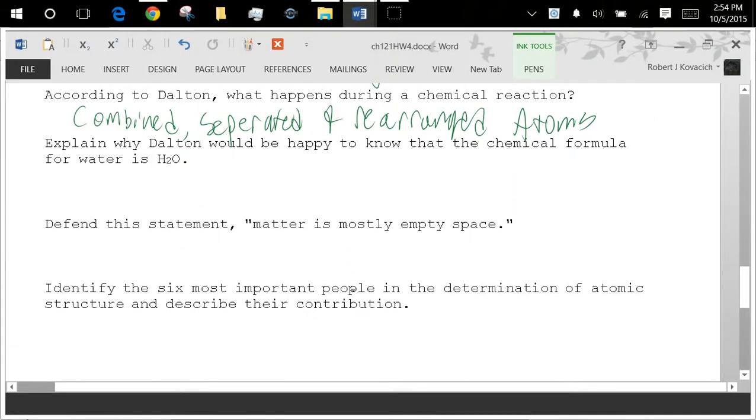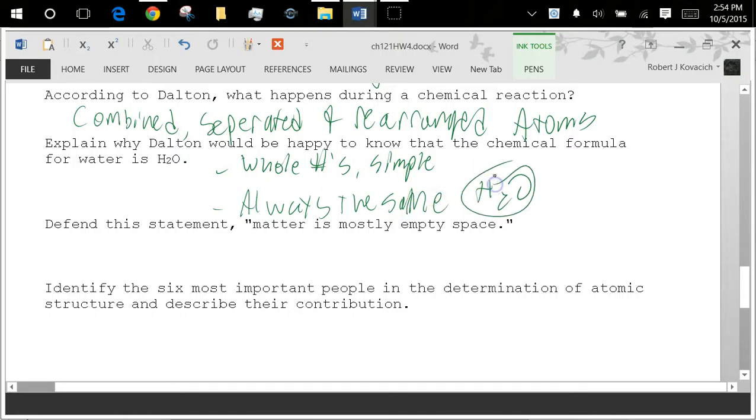Explain why Dalton would be happy to know the chemical formula for water is H2O. Okay, so 2 things. 1, whole numbers, and simple ones at that. What else? Always the same. It's always H2O. It's never anything other than H2O.